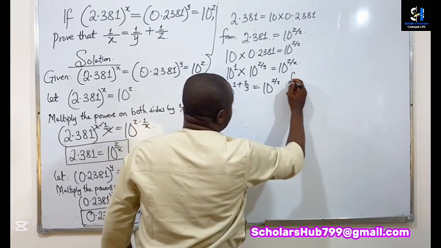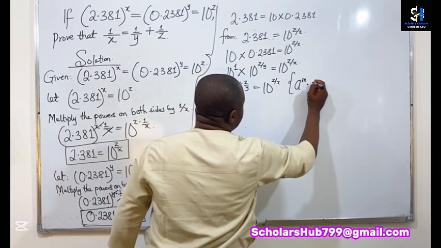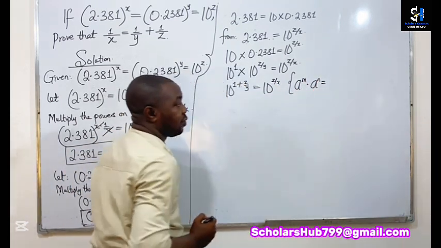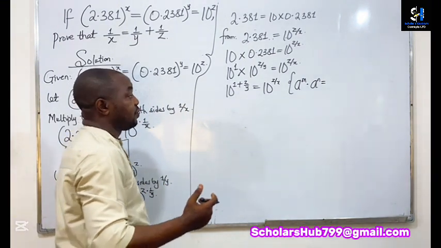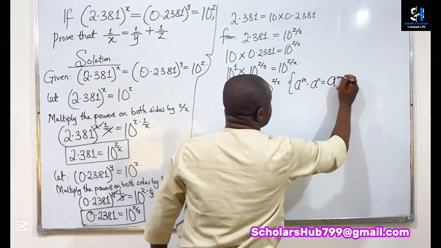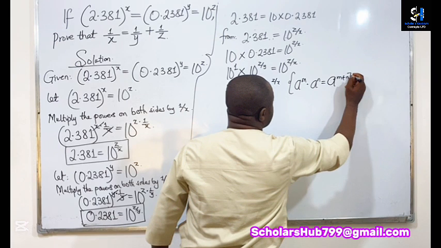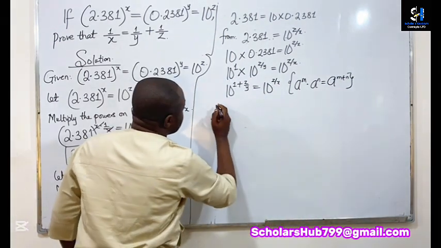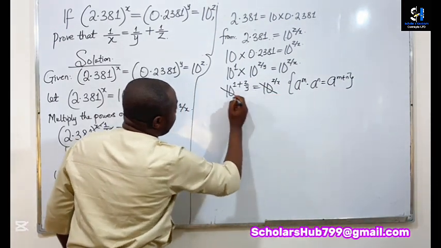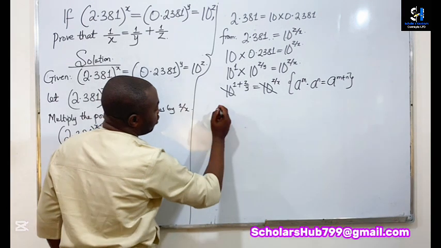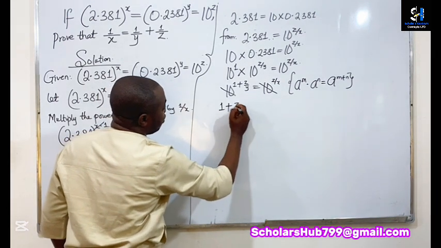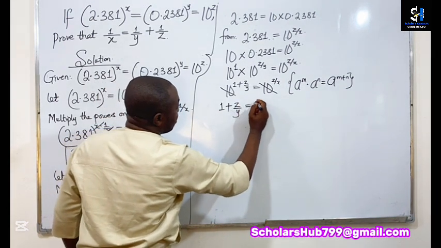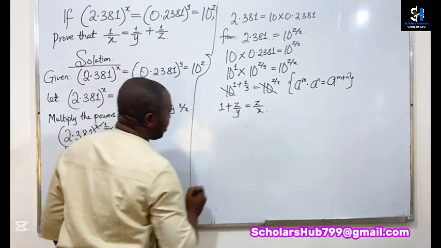I just used this property: a raised to the power of m multiplied by a raised to the power of n, which is one of the properties of exponents, equals a raised to the power of m plus n. So in this case, we now have bases equal on both sides, so this will reduce to 1 plus z over y equals z over x.